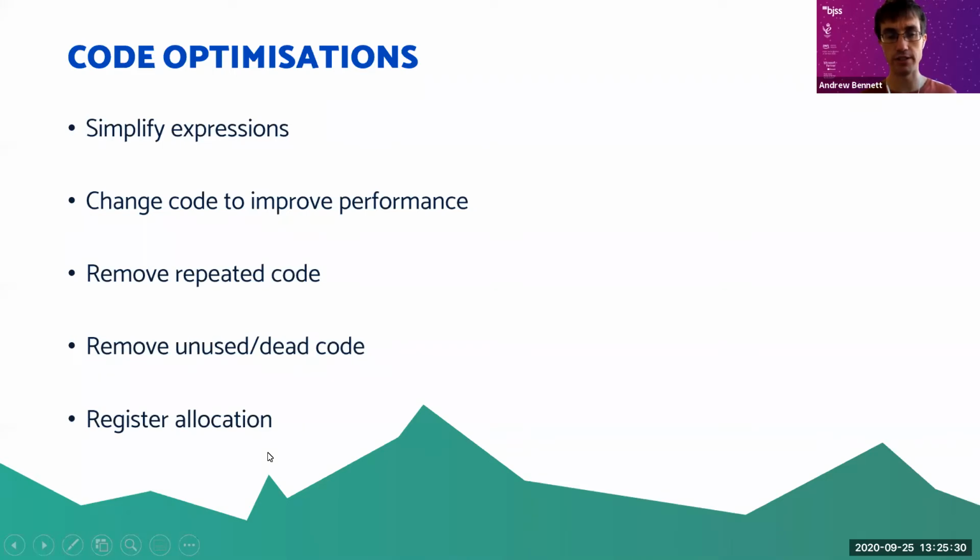And the final thing we do is register allocation. Registers on the processor are small, fast pieces of memory that you can access. There aren't very many, but you want to try and utilize them as much as you can to do your operations. And there are techniques to work out which pieces of information should go into registers and how to deal with them when you want to move them in and out of registers and into memory.